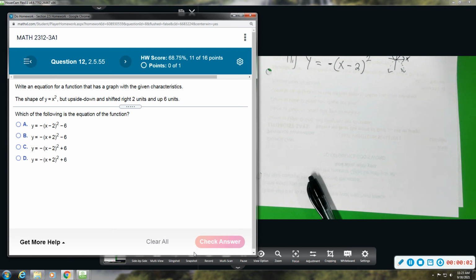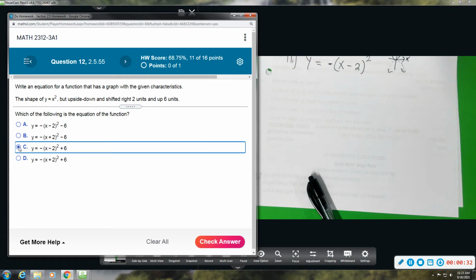All right, number 12, we want to write an equation for the following function. We have x squared upside down. So I'm going to have a negative out front, and all answer choices have a negative, so that doesn't help. Upside down, it is shifted right 2, so I'm looking for a minus 2. So that leaves me with A or C, and then shifted up 6, so that'd be a plus 6. So out of A or C, C is the one that gives me the plus 6 to shift up.